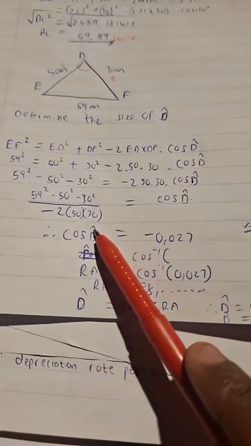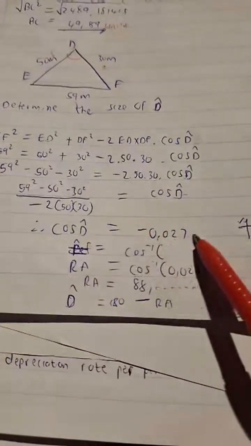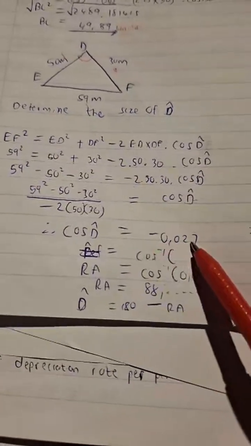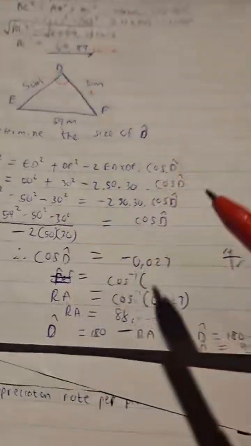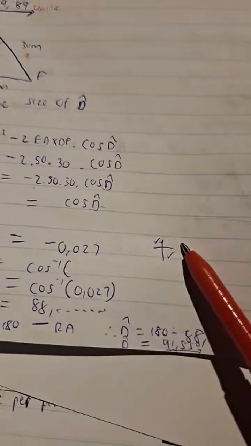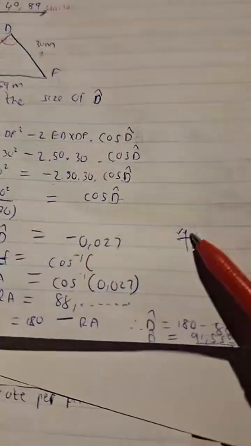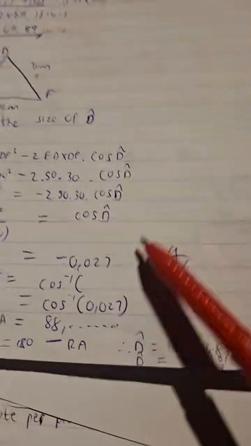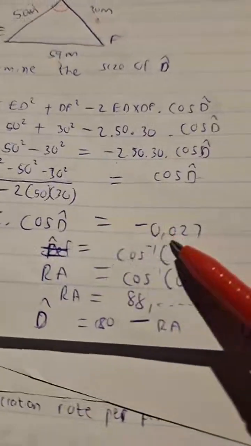From here, find the reference angle. Firstly, we say cos is what? Negative. Cos is negative. Where is cos negative?